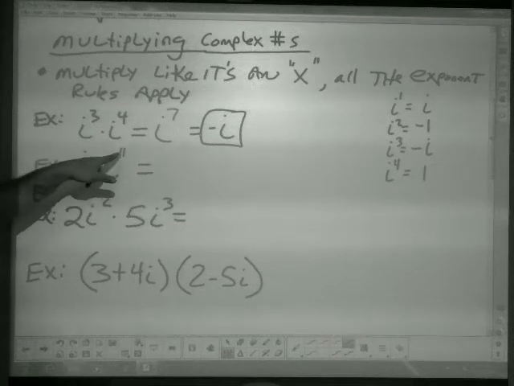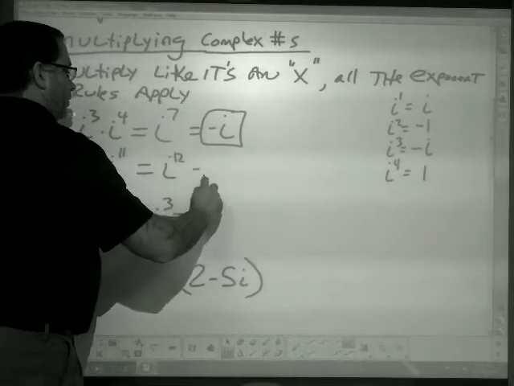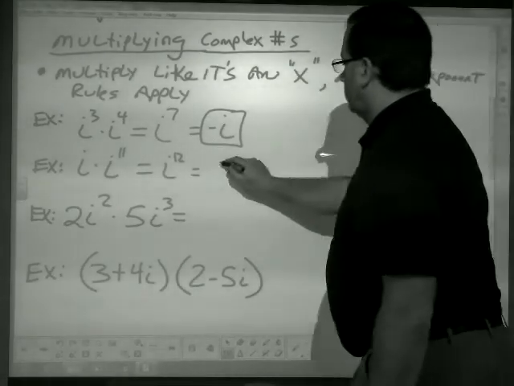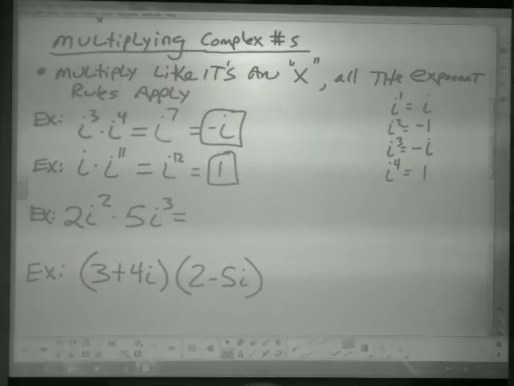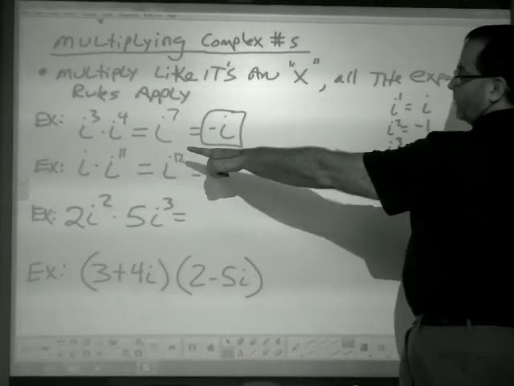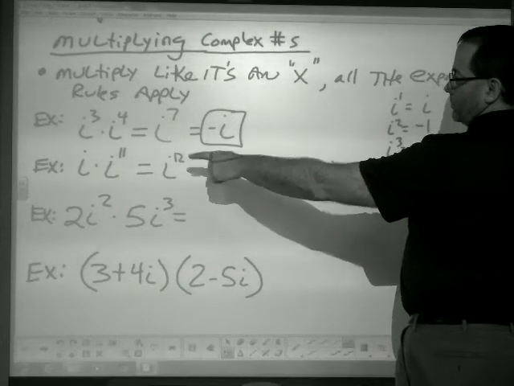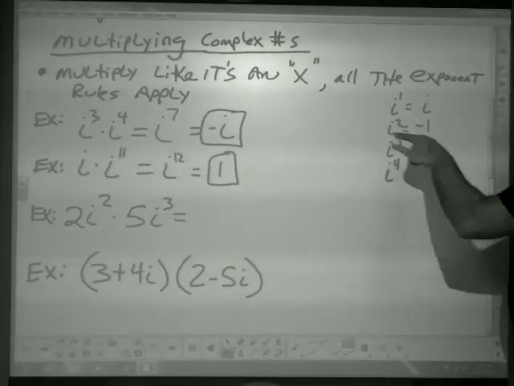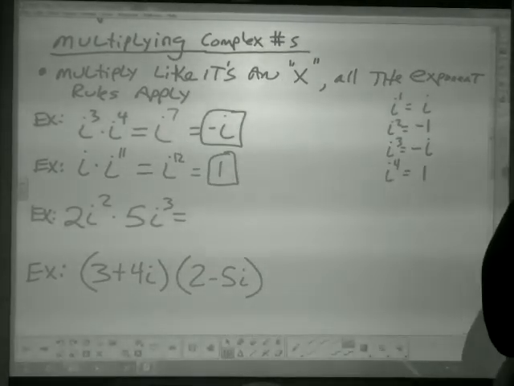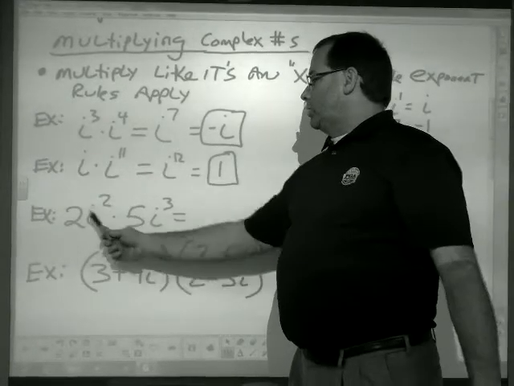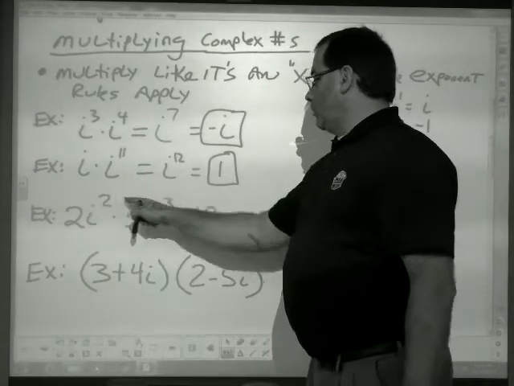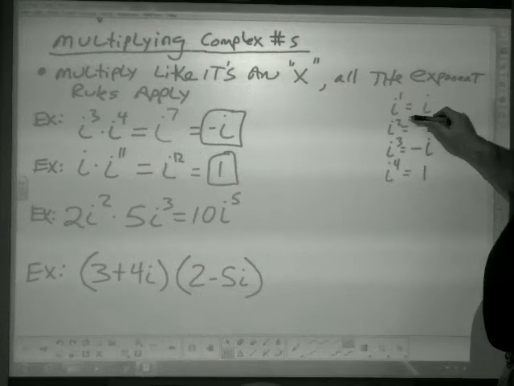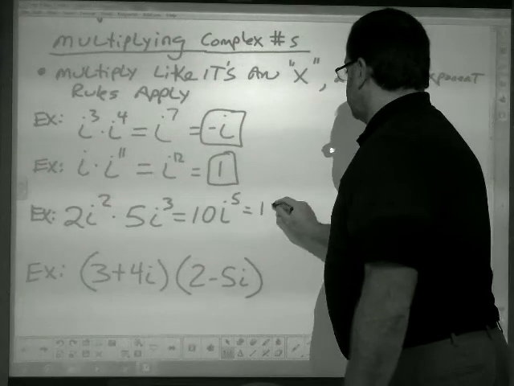i to the first times i to the 11th is i to the 12th. 1, 2, 3, 4, 5, 6, 7, 8, 9, 10, 11, 12. Answer is 1. Also, if we divided 12 by 4, our remainder would be 0. i to the 0 is 1. If we divide 7 by 4, our remainder is 3, which is the same as i to the third. That's how we're getting negative i. So you could do either way. Just like if this was an X, 2 times 5 is 10. i squared times i cubed would be i to the fifth. Remember, we're adding exponents. i to the fifth, 1, 2, 3, 4, 5. So this is 10i.